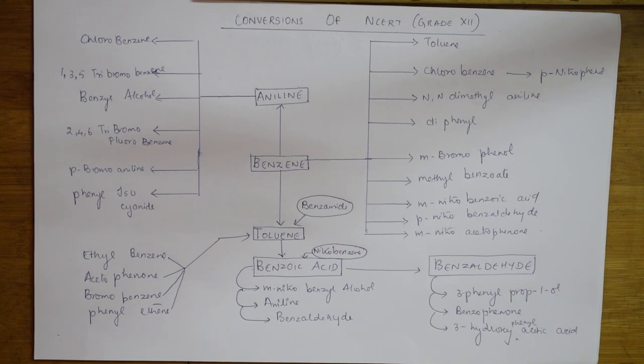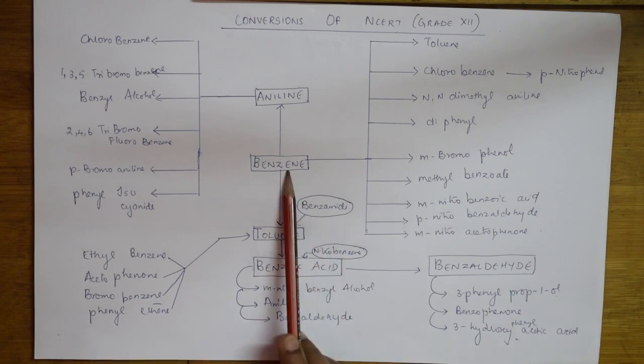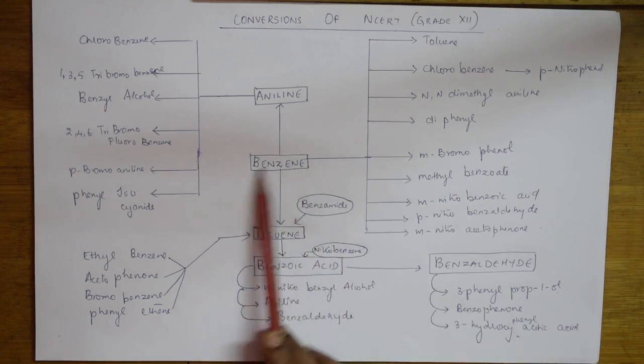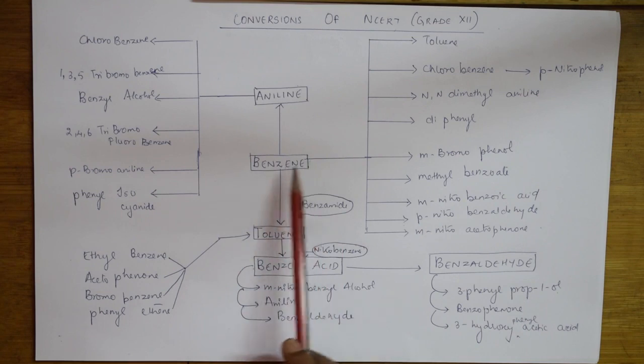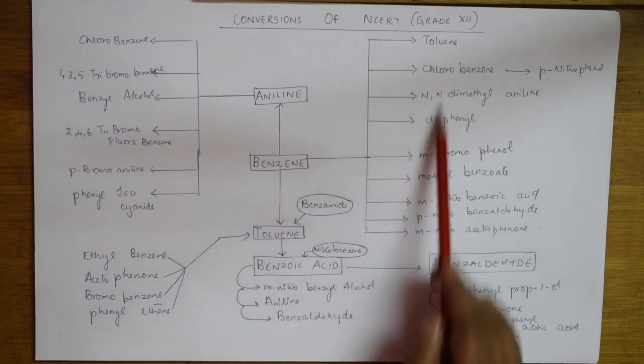We will learn clearly. So when I come back to the aromatic conversions first, for your grade 12th syllabus, you have conversions starting from benzene as the base product. So the base compound is benzene. From benzene, they'll be asking you to convert all these.